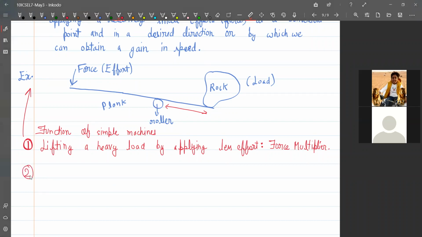Then we can use it to change the point of application of effort. You can use this to change the point of application of effort.